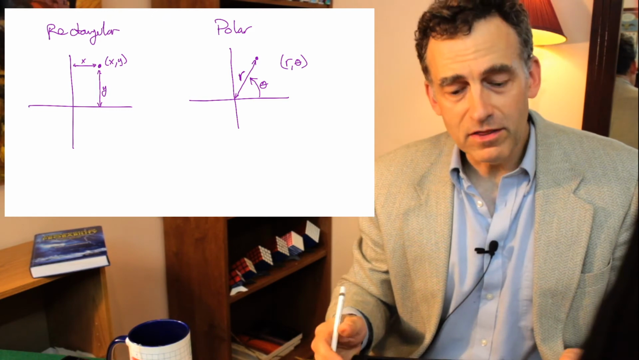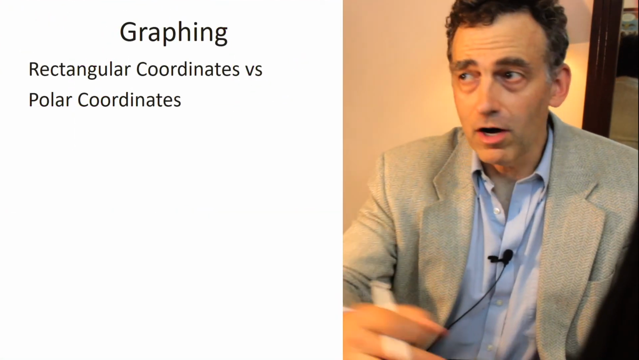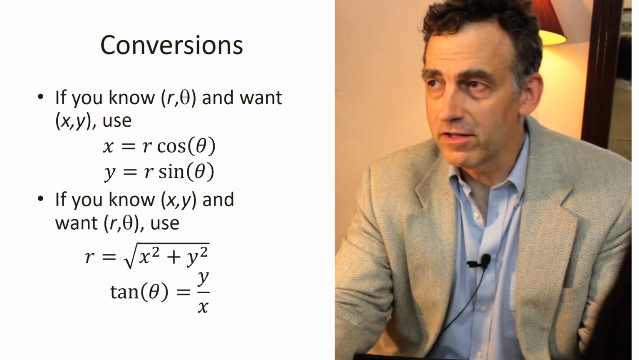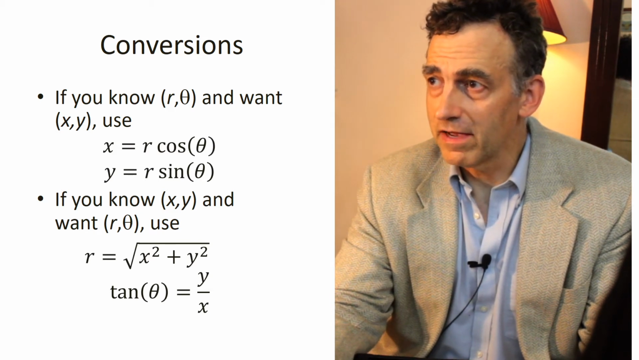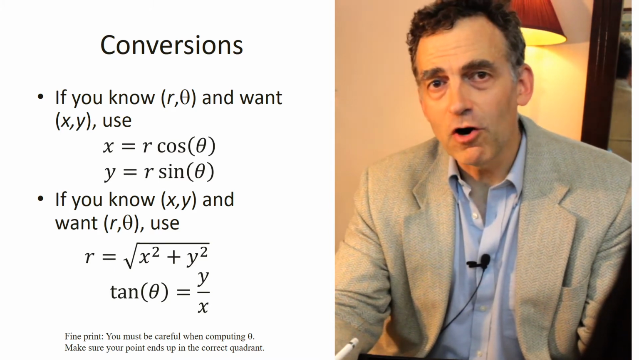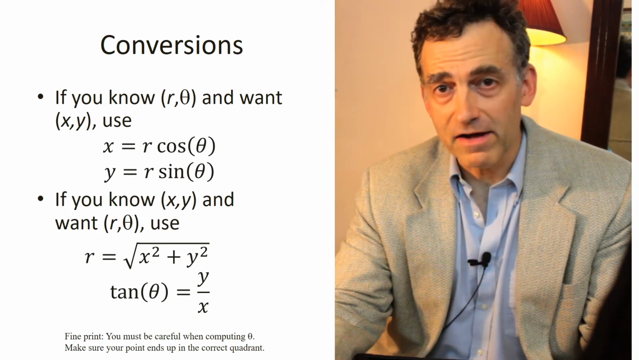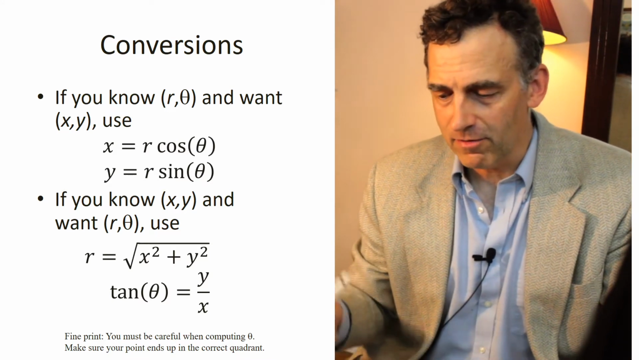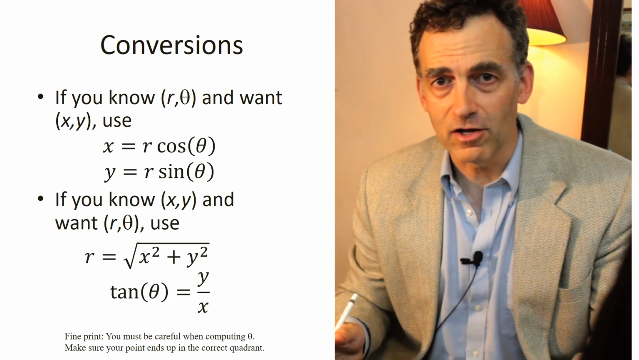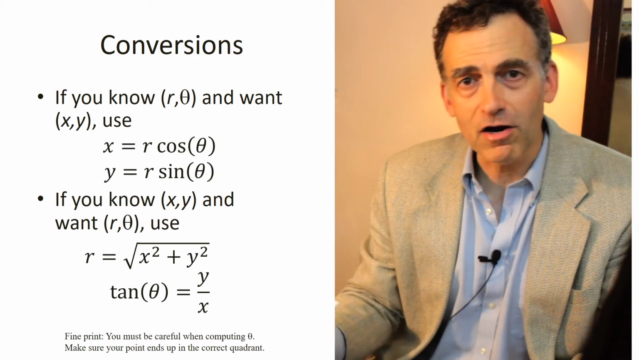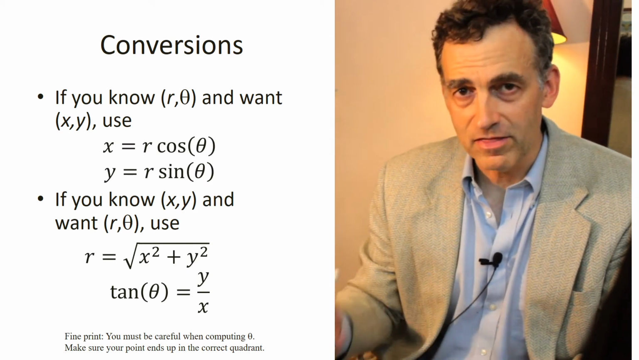Now, our job in this lesson is to work on converting between rectangular and polar coordinates. It's not all that complicated. There is some fine print that we need to go over. First off, if you know r and theta and you want x and y, it's pretty straightforward. You just use your trigonometric knowledge of sine and cosine, and you get these formulas right here. X is r cosine theta and y is r sine theta.